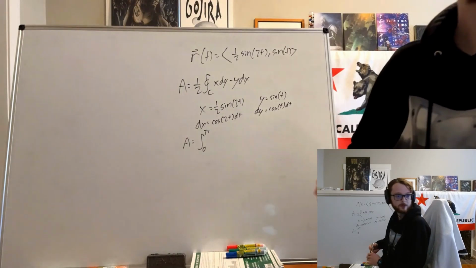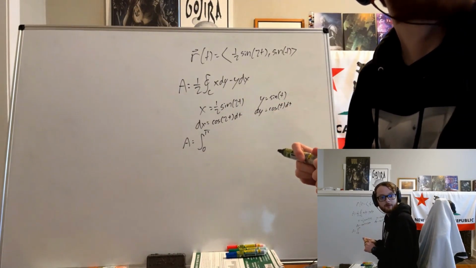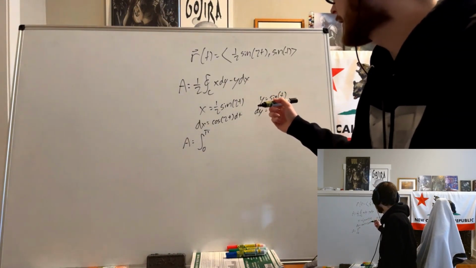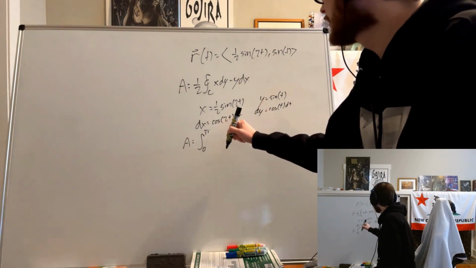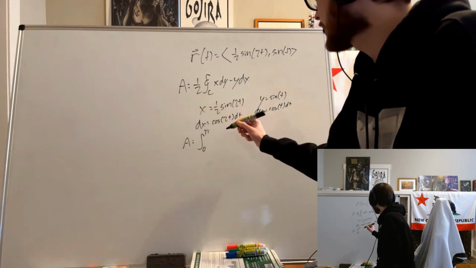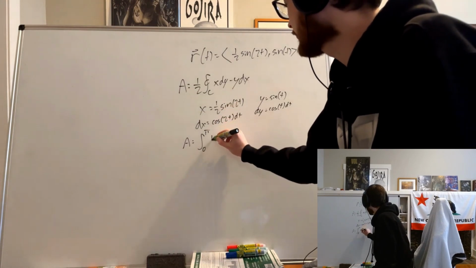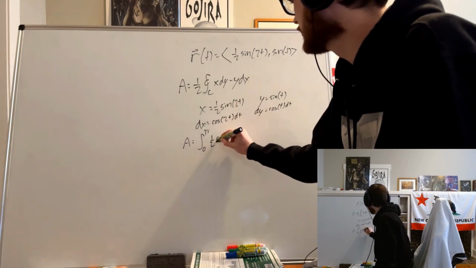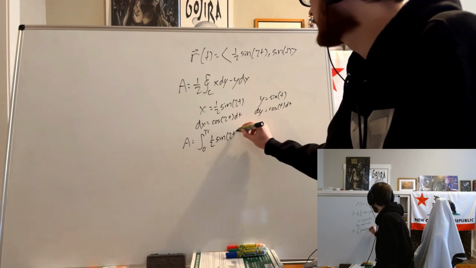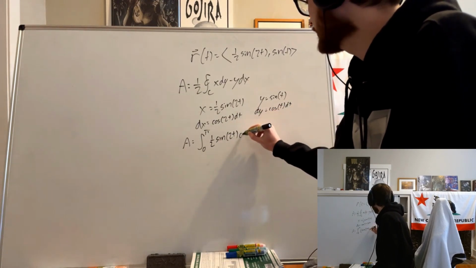And that's a nice trick to make sure that you're thinking about it correctly, Bob. Okay, so 0 to pi, 1/2, let's multiply by 2 so we don't have to worry about it. x dy, x is 1/2 sine 2t. dy is cosine t dt.